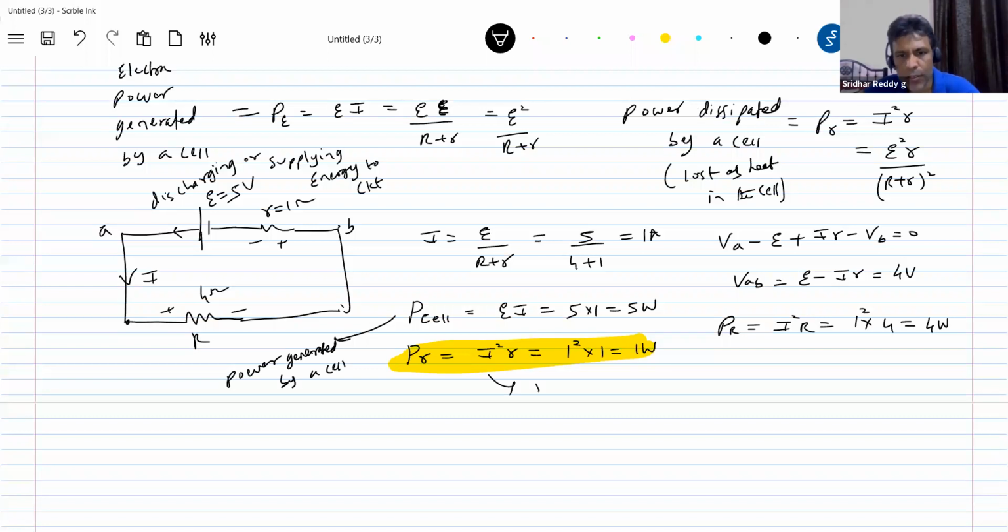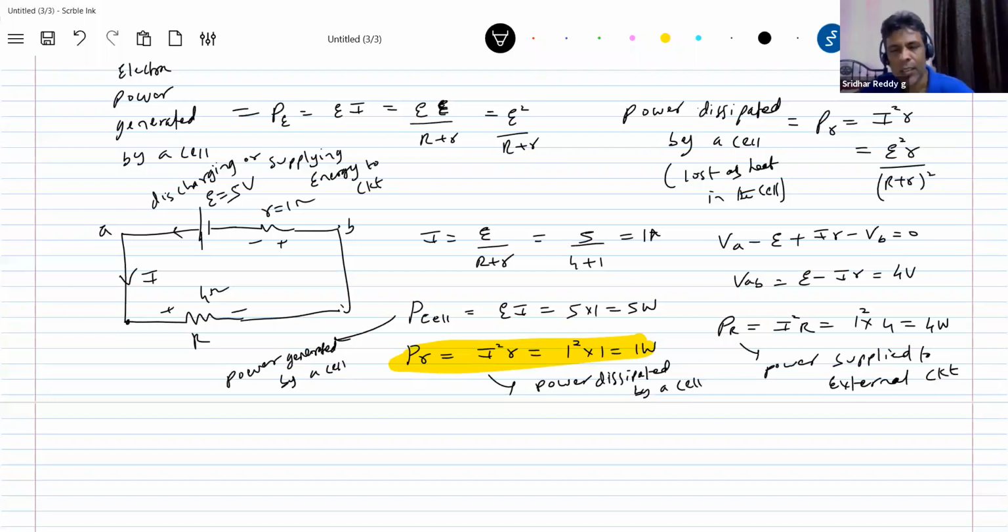Now what do you call this one? Power dissipated by the cell. Dissipated, it's over. Permanently lost. Power dissipated by a cell. And this is what? Power supplied to the external circuit. So when it's discharging, it means it is supplying energy to the circuit. Similarly, we'll go for this overall mechanism.